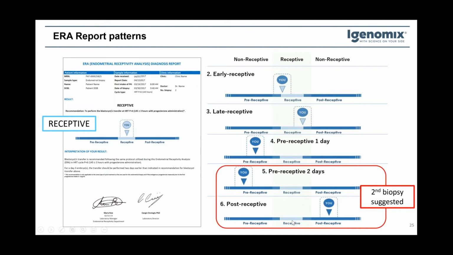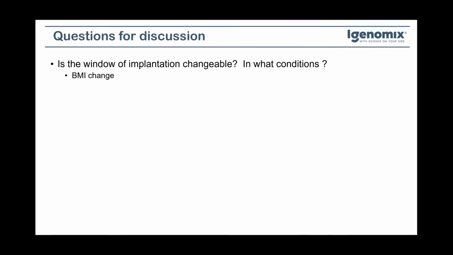All right. So at last, I would like to raise a few questions for discussion that we also received from different doctors. Is the window of implantation changeable? In what conditions might the window of implantation change? For BMI, we found that patients with BMI more than 30 have more non-receptive results. And also endometrial curettage and giving birth.